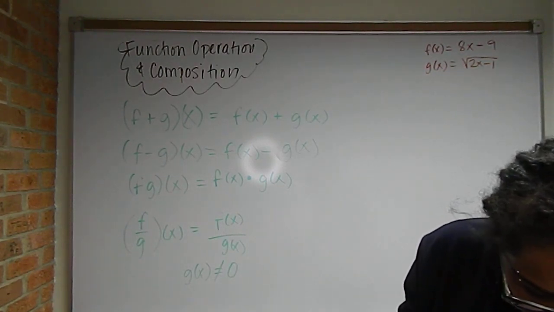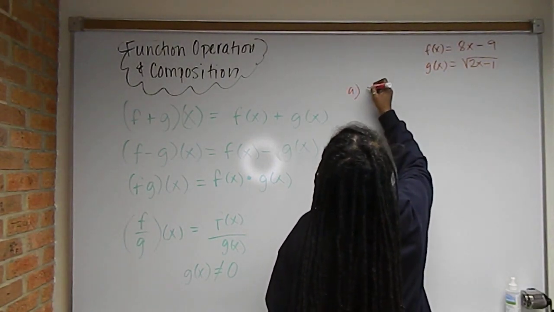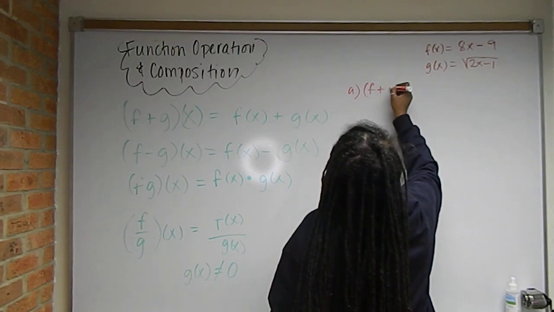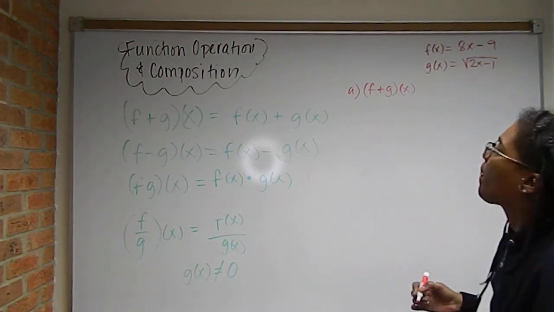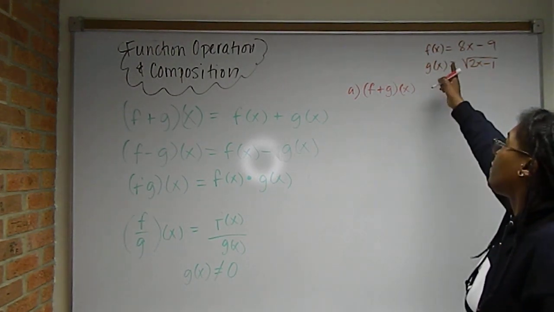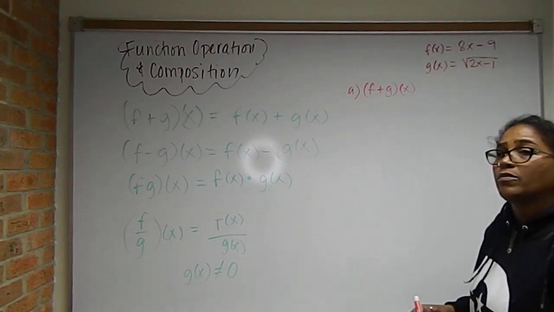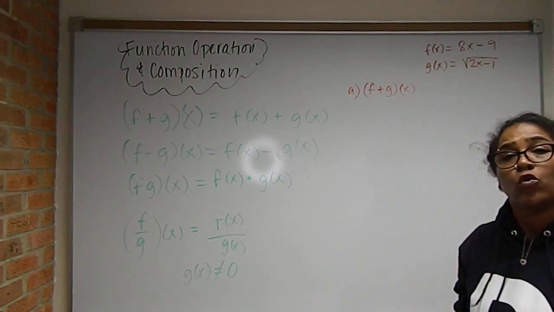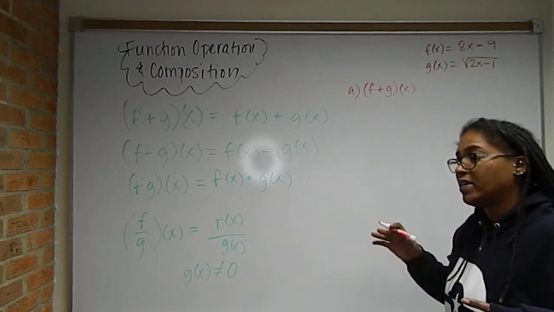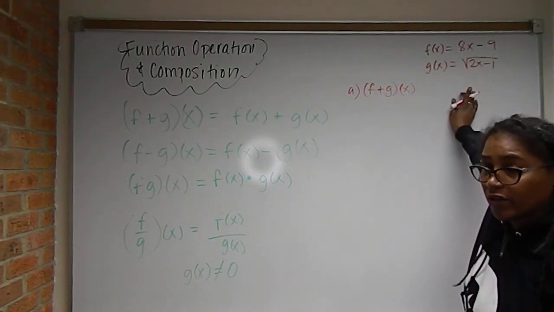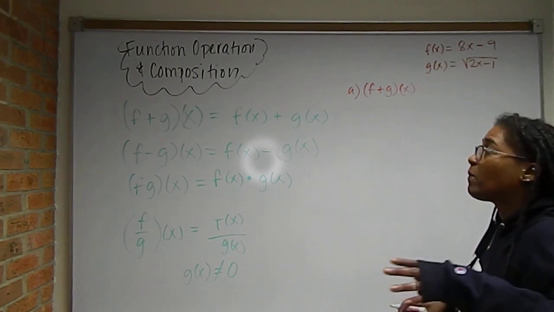So A says we are going to find f plus g of x, right? So what does that mean? F of x plus g of x, right? Well, are these like terms? Did it tell us to solve? We always simplify, but it didn't tell us to solve. So we don't have to worry about trying to solve or getting x from underneath that radical. You always combine like terms, but we don't have to solve.